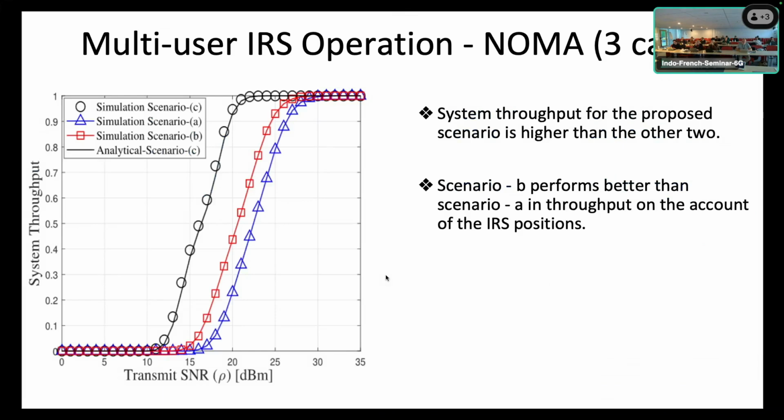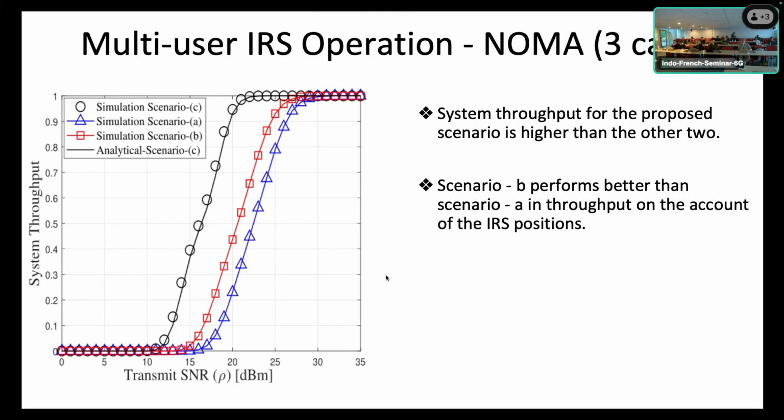When we compare the performance, it is the system throughput, or the equivalent performance we get when we try for the sum rate. We are getting better performance in the proposed scenario. The main reason is that each element of the IRS is contributing to the performance. That is the observation.